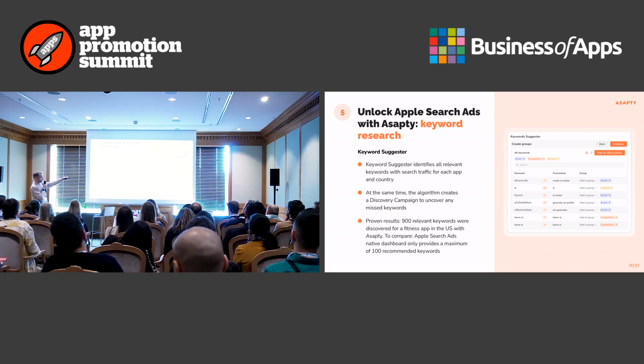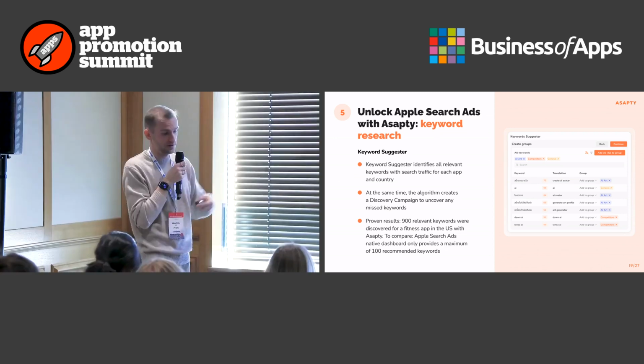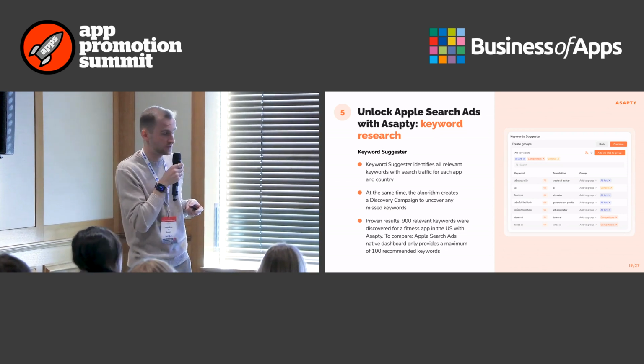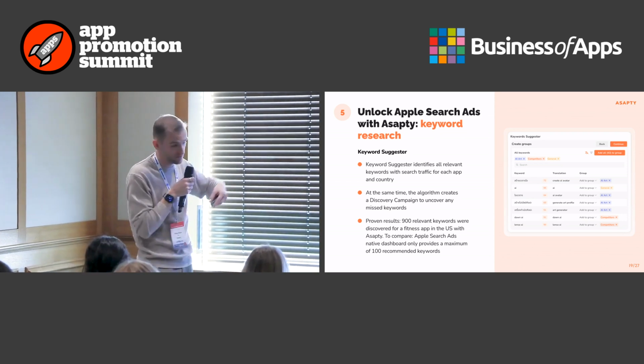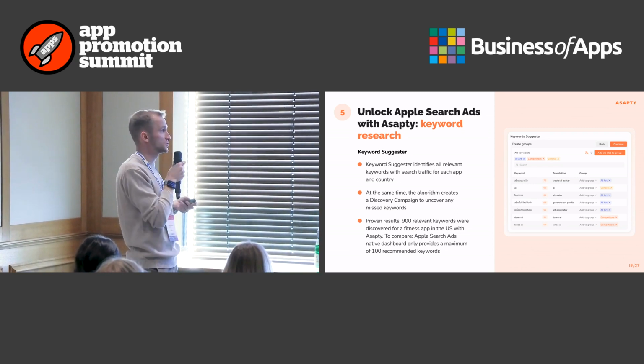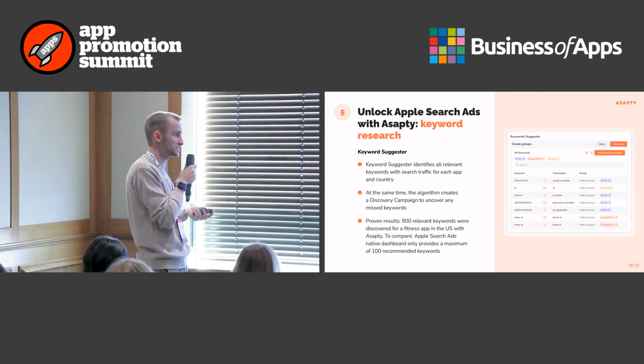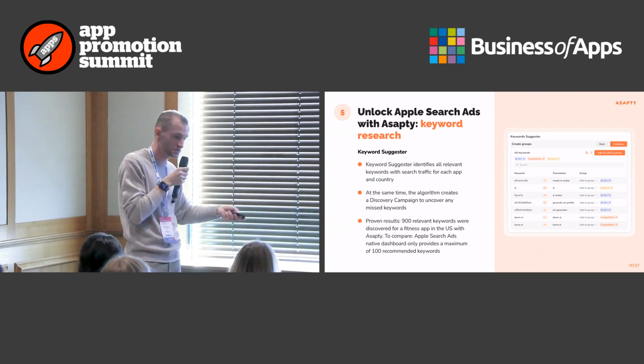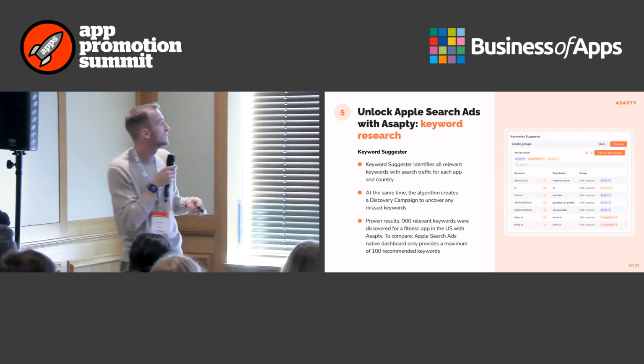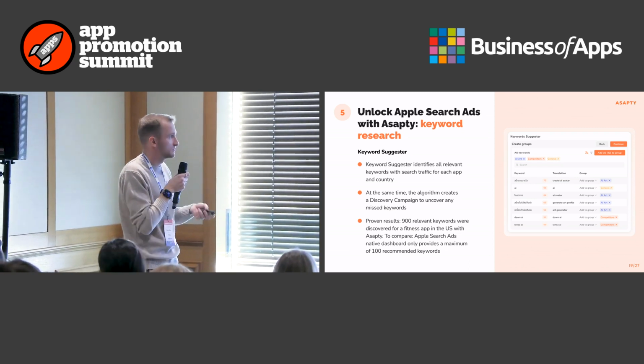At the same time, during the keyword suggester, you can select the needed keywords that you would like to run campaigns for, and you can create discovery campaigns in the same process to run keyword discovery campaigns to find keywords that we did not find yet, and to run them in a few seconds.